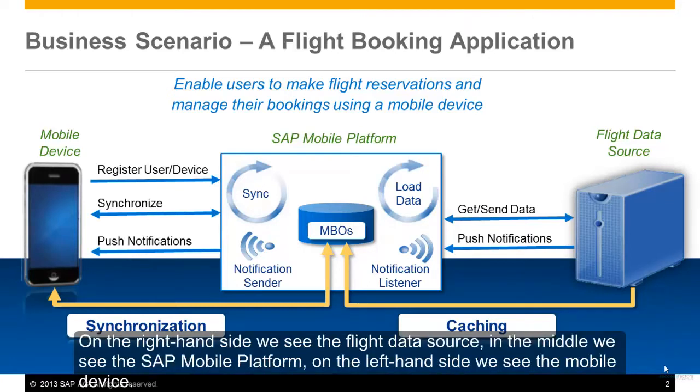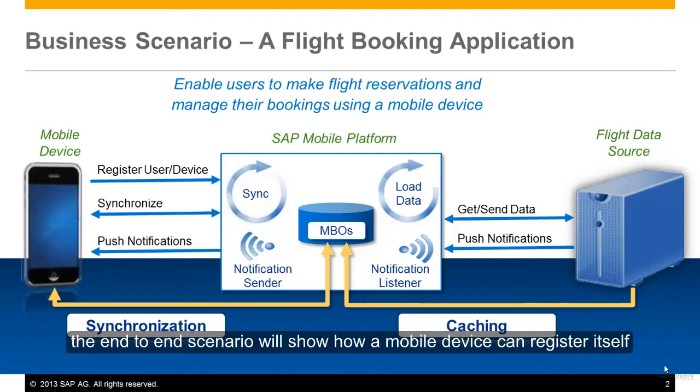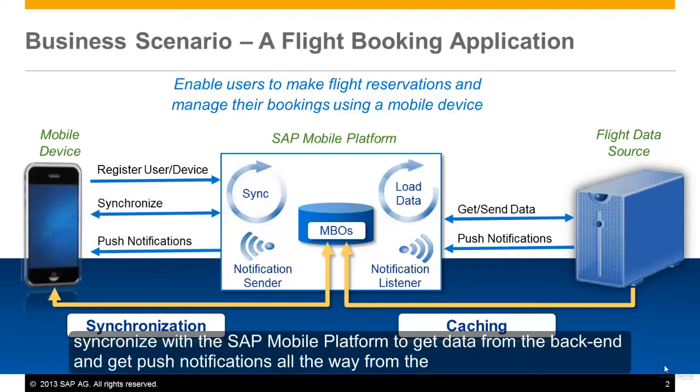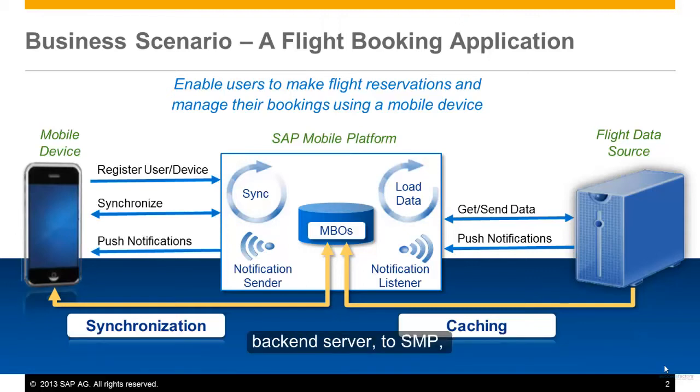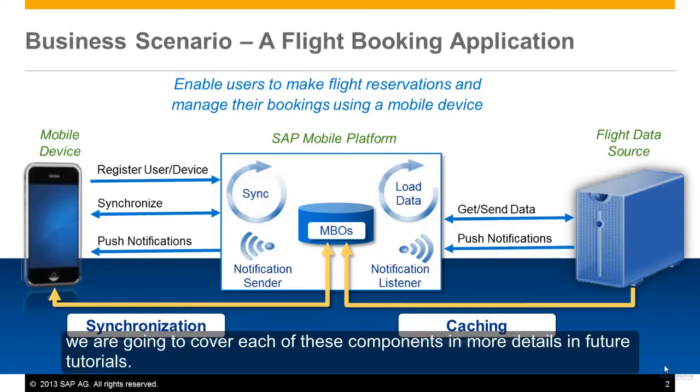On the right-hand side, we see the flight data source. In the middle, we see the SAP mobile platform. On the left-hand side, we see the mobile device. The end-to-end scenario will show how a mobile device can register itself, synchronize with the SAP mobile platform to get data from the backend, and get push notification all the way from the backend server to SAP to the mobile device. We're gonna cover each of these components in more details in future tutorials.